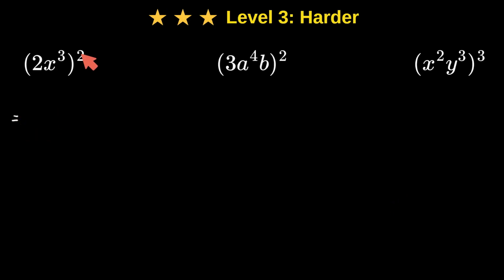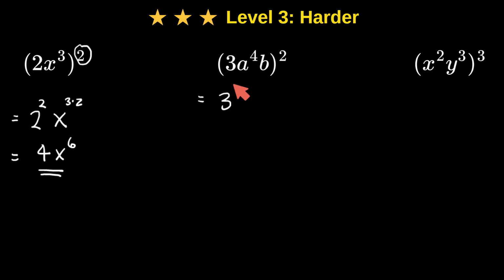Now I'm glad you have made it to level 3, but be careful with the exponent. It has to be shared with the coefficient and the variable. So you have to share it with the coefficient 2. 2 raised to the second power will be 4 and x will be 6. 4x to the 6th power is your answer.